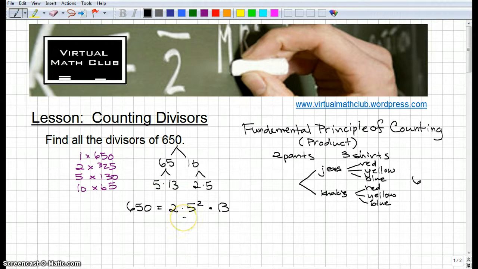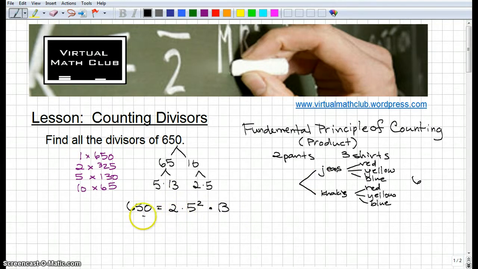So the question is, how many ways can I put together these prime factors in order to get all of these divisors? I guess I'm using divisor and factor interchangeably, but these are the prime factors. So how can I use these prime factors to create combinations that give me all the divisors of 650? All right. So here's the trick.